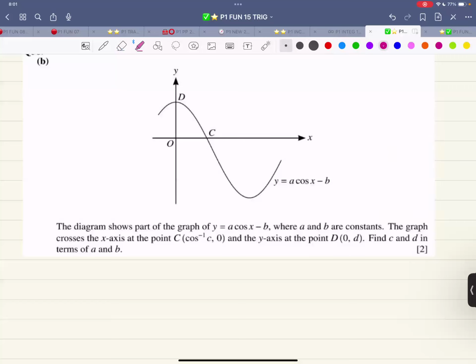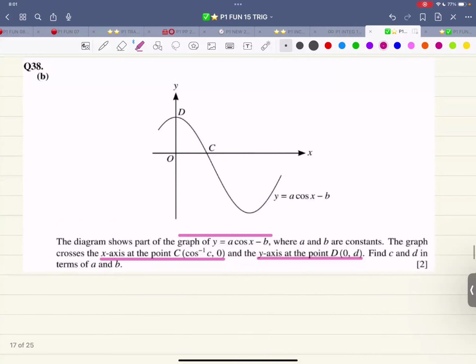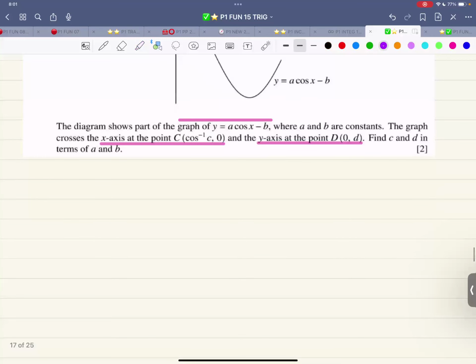Now this question is about this idea that the graph is drawn. The graph shows part of the graph y = a cosine x minus b, where a and b are constants. The graph crosses the x-axis at this point and the y-axis at this point. Find c and d in terms of a and b. Now, let me tell you a property which is something very common.